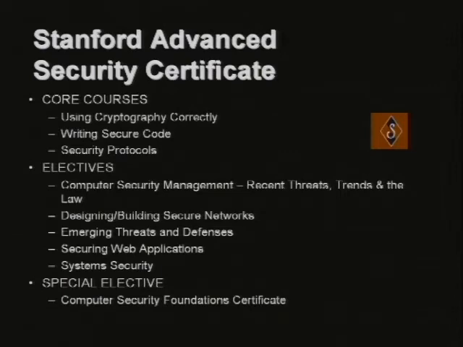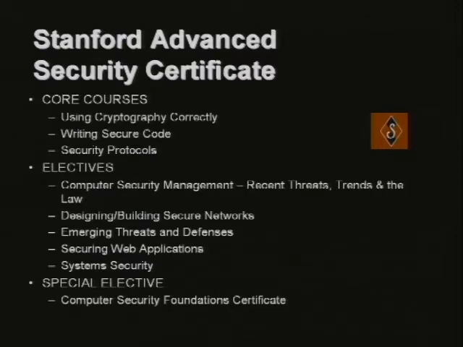The core courses in the certification program are how to use cryptography correctly, how to write secure code, and security protocols. Important so that you get a feeling for what protocols have been designed to date and what have been some of the problems. There's also electives in the management of computer security. Emerging threats and defenses is a course that can be repeated for credit every year and talks about every year the new threats and defenses that have come up.